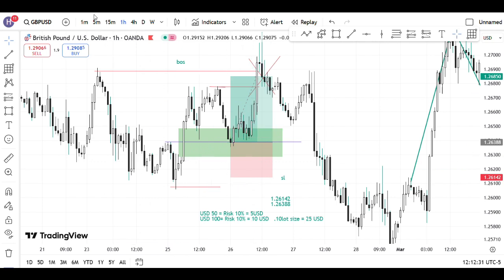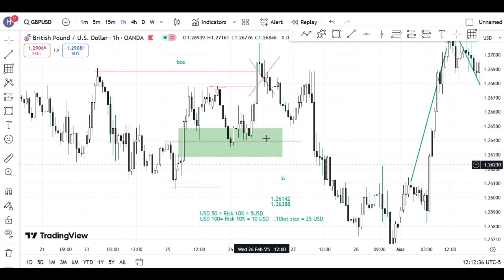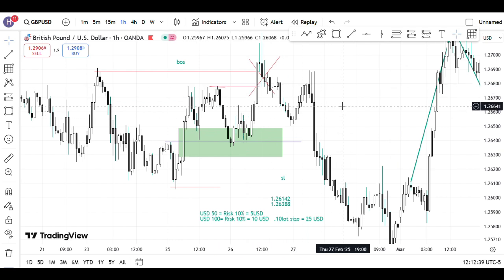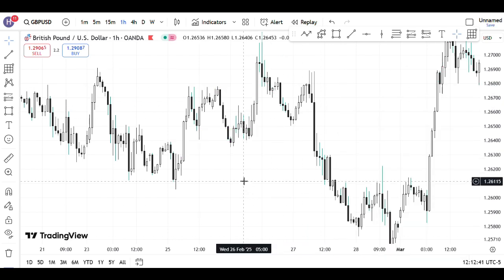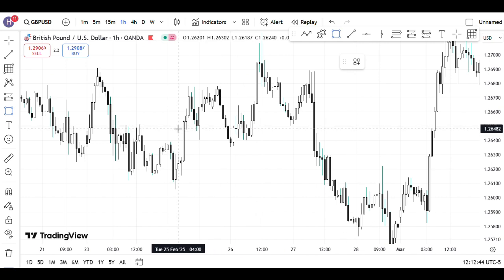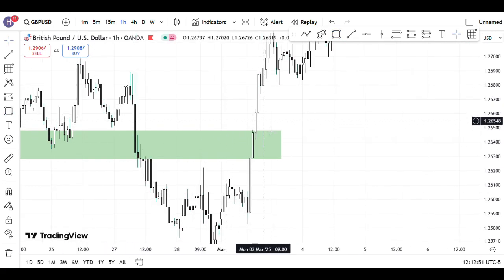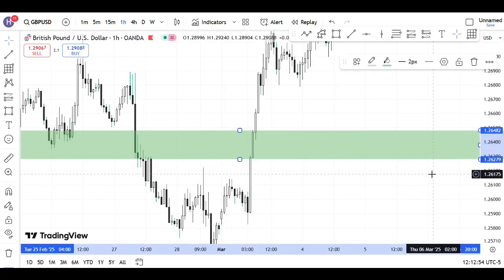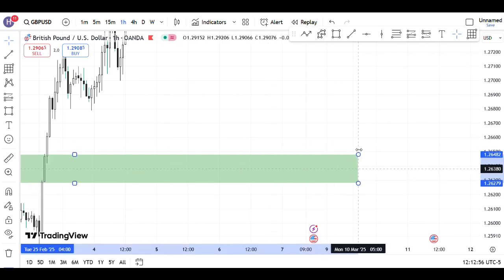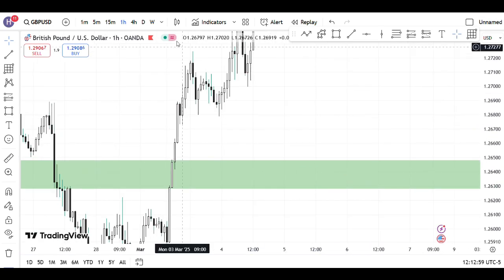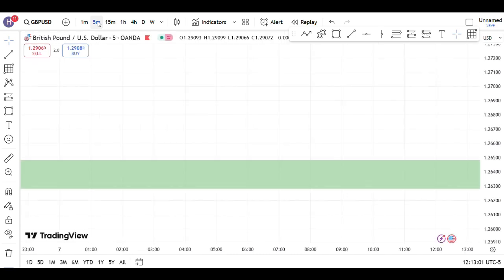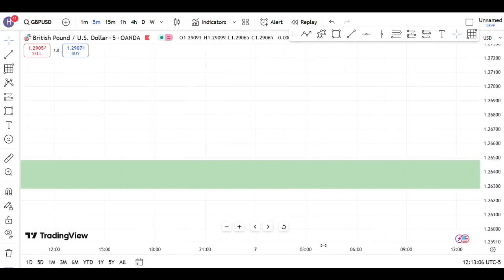So if you do not have enough capital, you need to go to a lower time frame, right? How do we go? I will delete this one, I will delete everything. I will mark only the fair value gap. There's a fair value gap, clean and clear, in the 1 hour time frame. I will extend it more, like that, right? Then I will go to the 5-minute time frame.